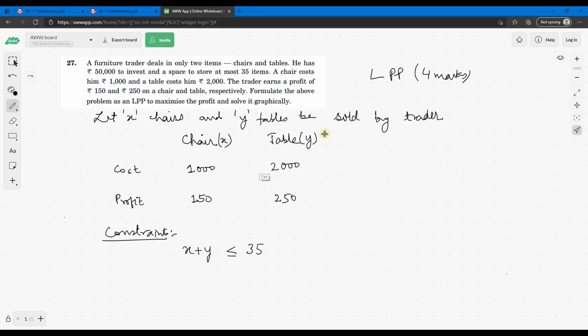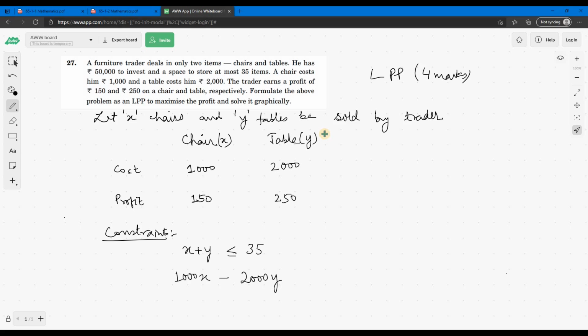This is the first constraint, and the second constraint is this. Since one chair is 1000 rupees, 2 chairs will be 2 times 1000, and 3 chairs will be 3 times 1000. So X chairs will be X times 1000, that is 1000X. Similarly, one table costs rupees 2000, so 2 tables will be 2 times 2000, and 3 tables will be 3 times 2000. So Y tables will be Y times 2000, that is 2000Y.